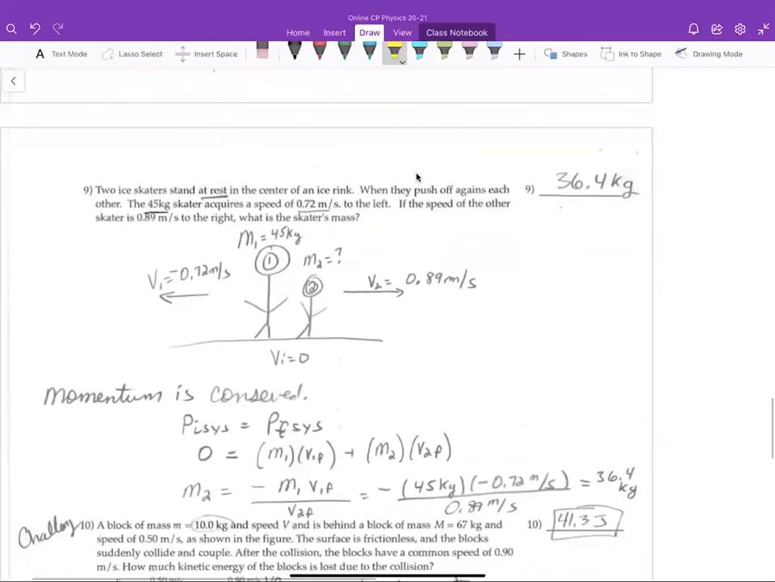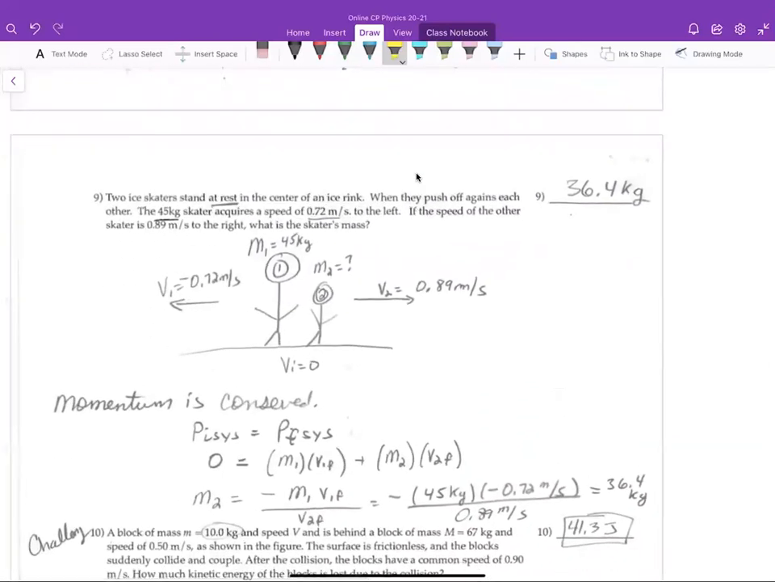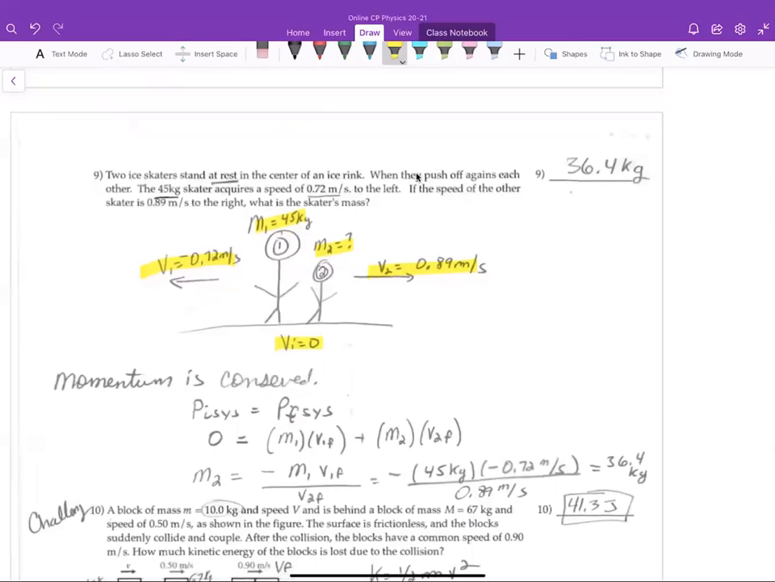2 ice skaters. This is an example of an explosion, so the opposite of that type of collision. They are standing at rest. Their initial velocity is 0. I know the mass of 1. I don't know the mass of 2, but I know both of their speeds after they push each other off. They're on ice because there's no friction, which means momentum is conserved. They have asked us to solve for the mass of object 2. So initial momentum of the system, which is 0, they all started at rest, has to equal the final momentum of the system.